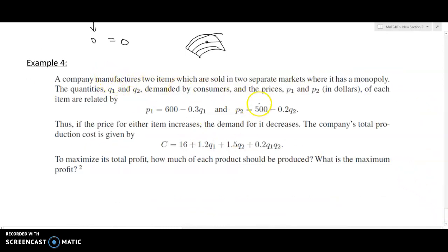So a company manufactures 2 items which are sold in 2 separate markets where it has a monopoly. The quantities that you're going to sell, Q1 units of product 1 and Q2 units of product 2, demanded by consumers, and the prices P1 and P2 of each item are related by this. So the more you produce, if Q1 gets larger, then you're going to have to reduce your price because your supply is excessively large, and so maybe you can't sell close to $600 per unit, but you have to reduce it by some price for every additional unit you manufacture.